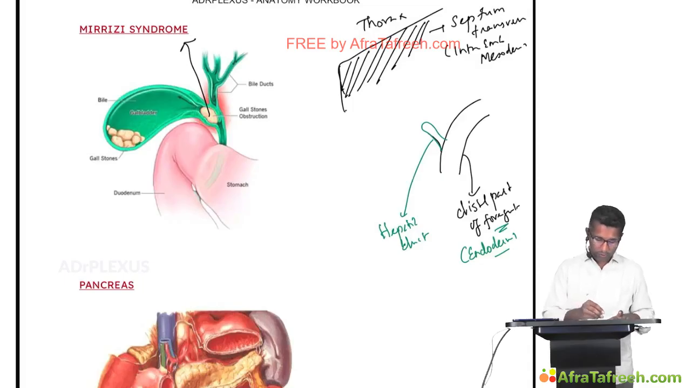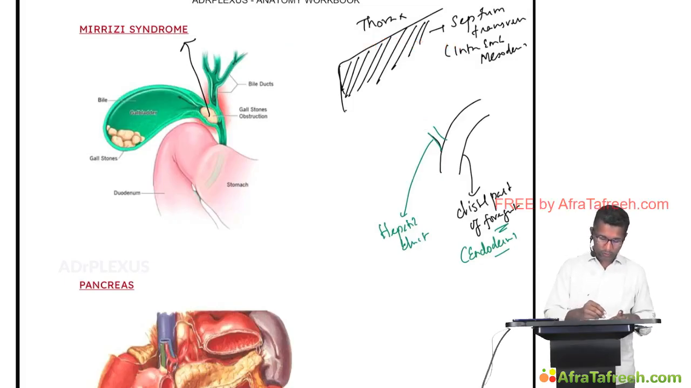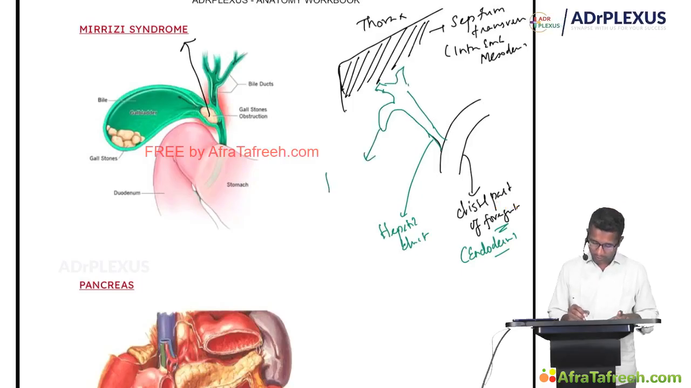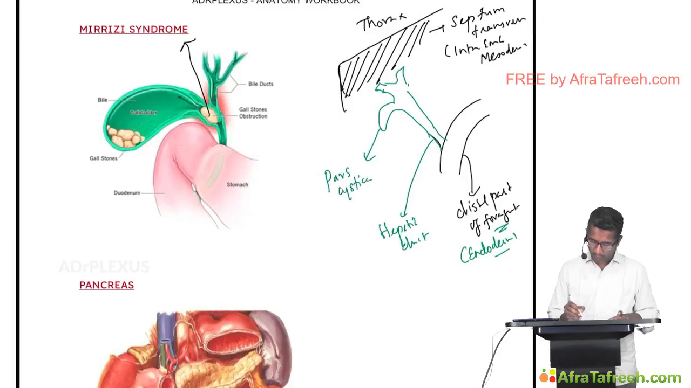Soon this hepatic duct divides into two portions. One portion is called the pars cystica, and the other portion is called the pars hepatica. This is the pars cystica, and this is the pars hepatica.